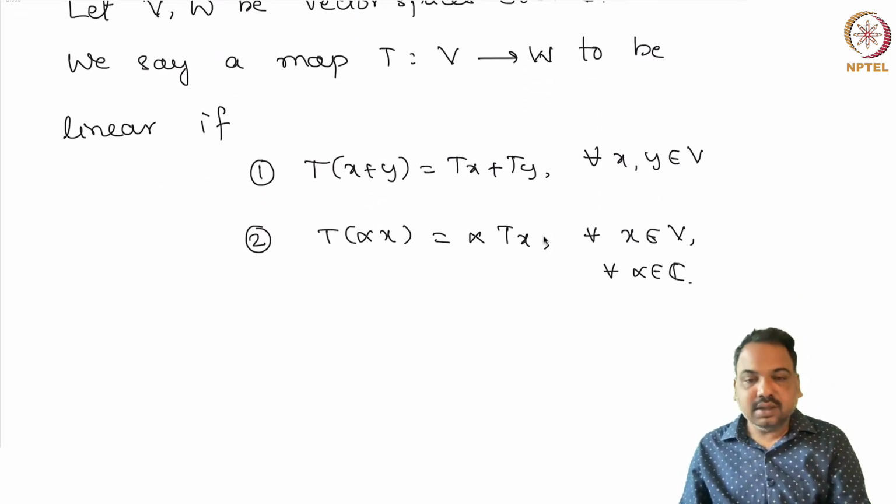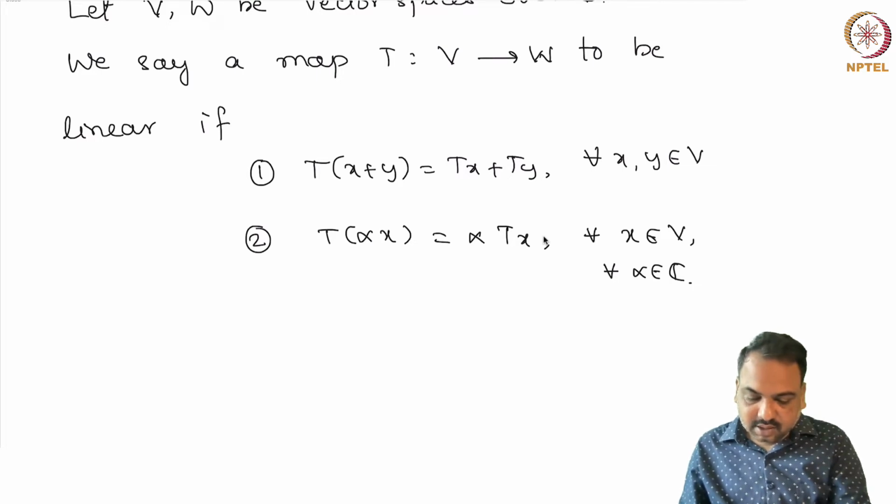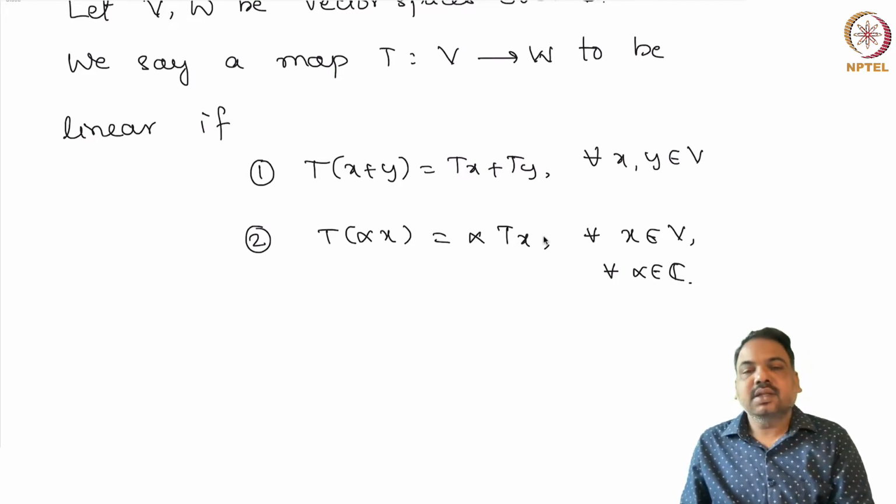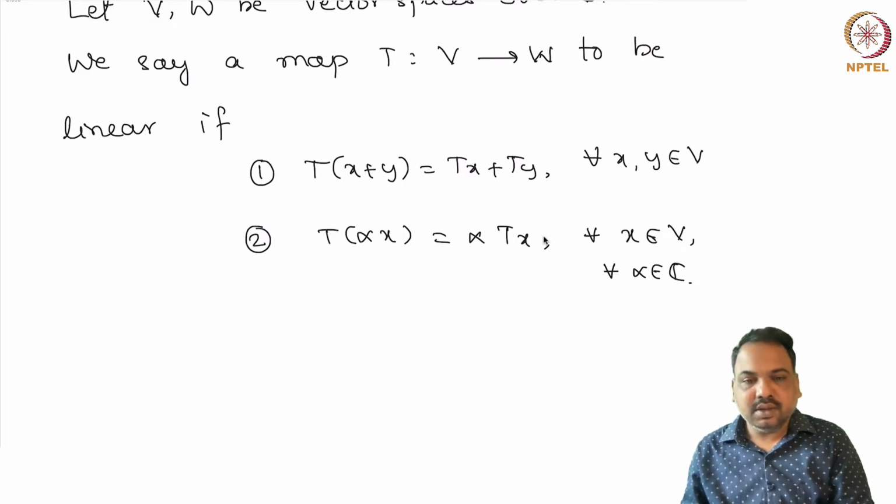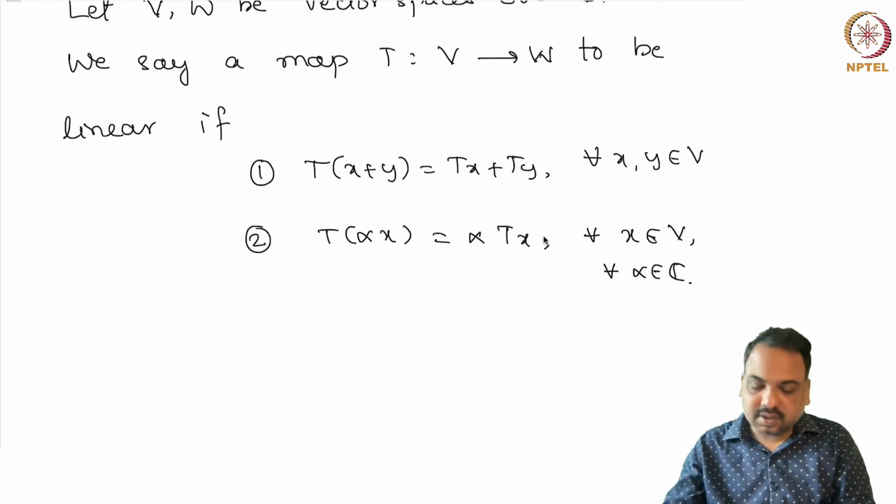So the two conditions say that T preserves the linear structure of V. The first condition says that T preserves the addition of two vectors in V, and the second condition says that T preserves the scalar multiplication. So we can say that T preserves the linear structure of V.